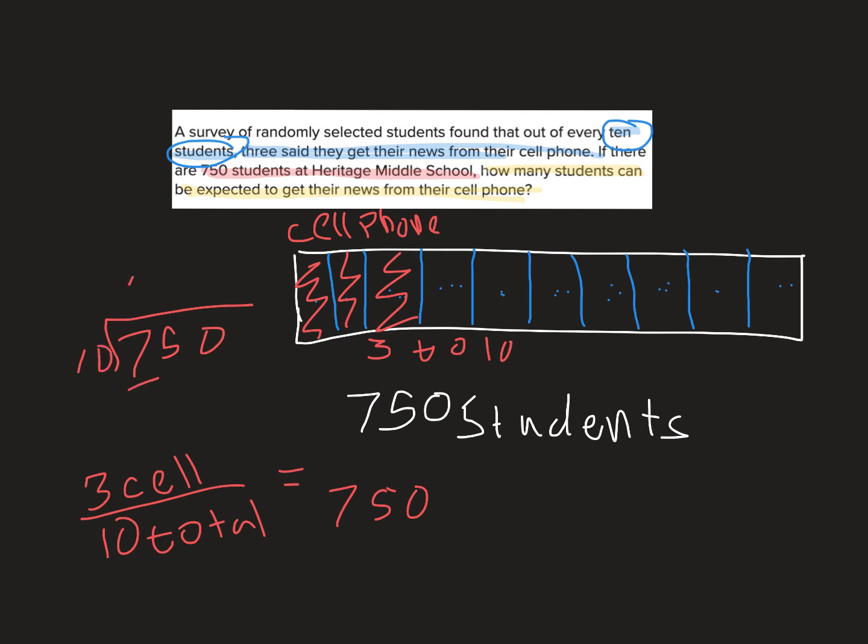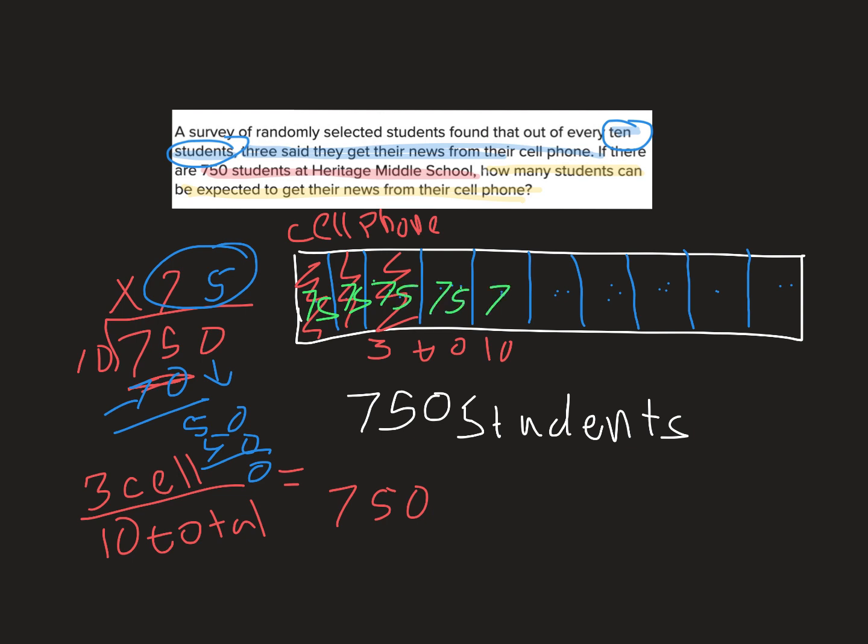10 can't go into 7. 10 goes into 75 7 times. And you subtract your 70. You get 5 left over. You bring down your 0. 10 goes into 50 5 times. Subtract your 50. Get 0. So each one of my blocks represents 75. 75, 75, 75, 75, 75, 75, all the way through.